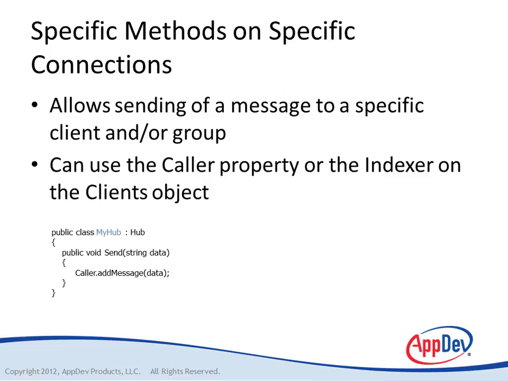The other way is using the indexer, which would allow you to use the client's object and do something like clients[Context.ConnectionId].addMessage, passing the data. It's a little more verbose, but if you needed granular detail and other things as opposed to sending to the person that is requesting the message, then that's the way you would go. So let's look into Visual Studio and see how we accomplish this.